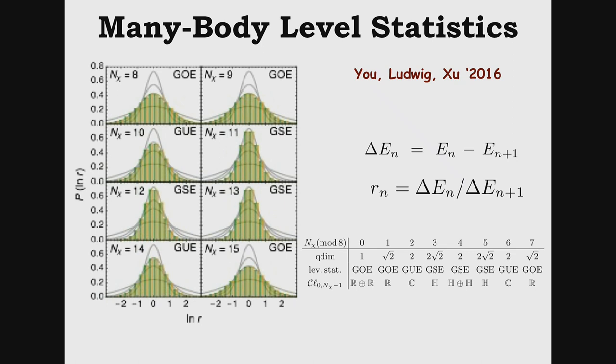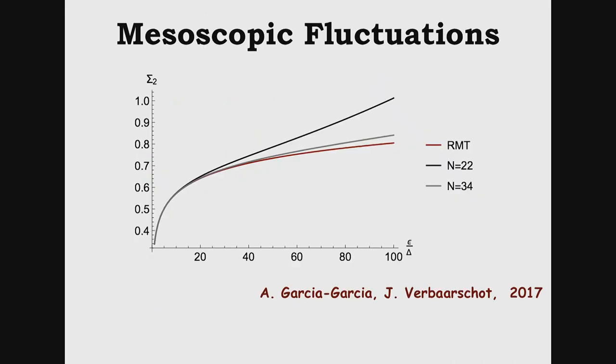There is symmetry understanding of why it may be the case, but actually nobody knows why Wigner-Dyson is applicable here. Some people say they do, but actually I don't think so. Anyway, you can look at what is called sigma 2, namely the variance of the number of energy levels within a window of size epsilon, and this epsilon is measured in mean level spacings.